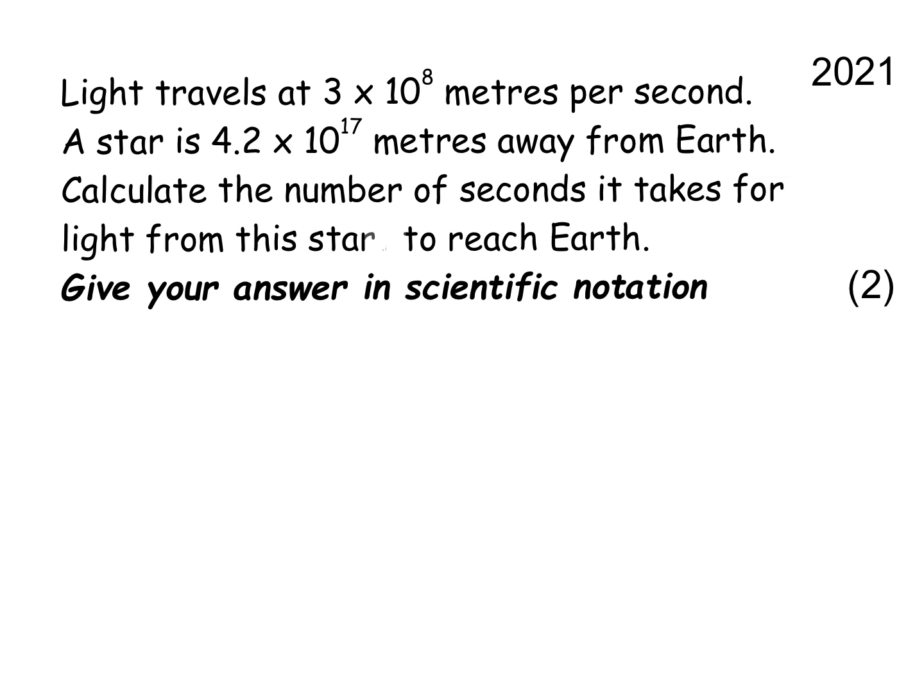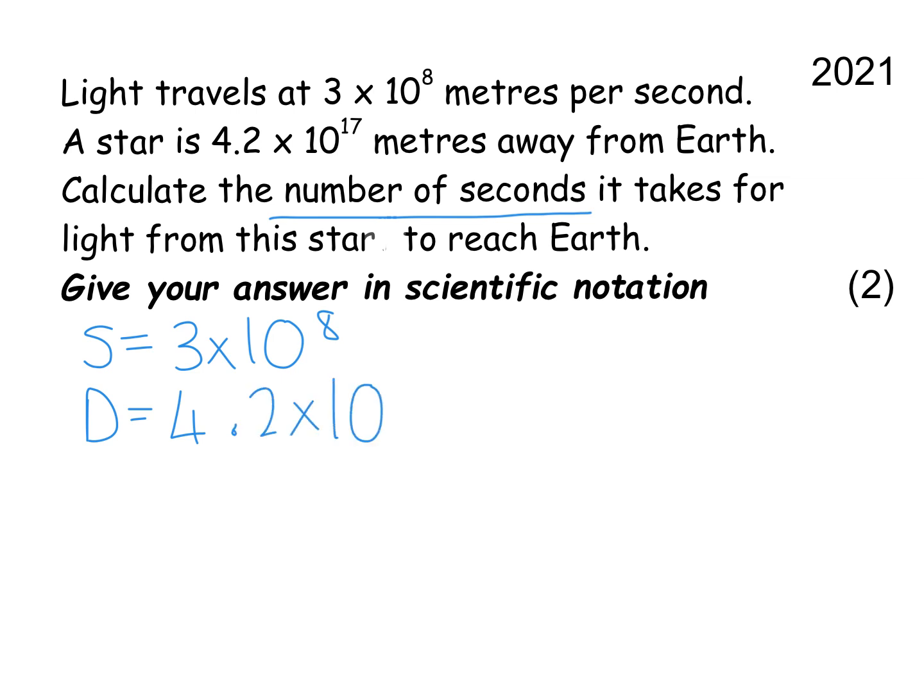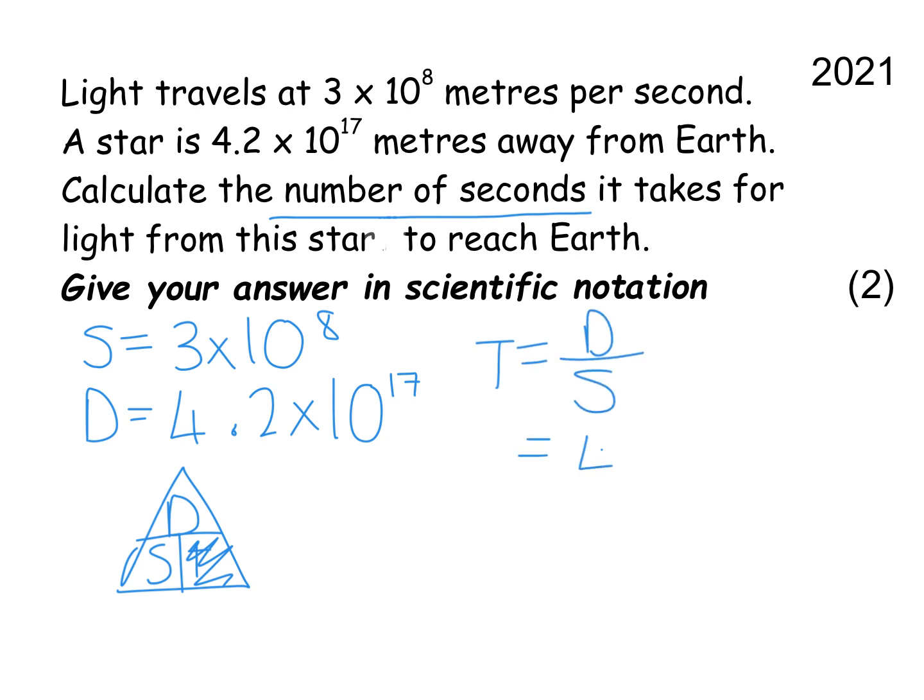The question asks for number of seconds, which means it's a speed, distance, time question. So I'm just going to write down some info. I know my speed is 3 times 10 to the power 8. I know my distance is 4.2 times 10 to the power 17. And I want to know my time. For the formula, we remind ourselves of the speed, distance, time triangle. If you're working out time, then you're left with d over s. So time equals d over s.